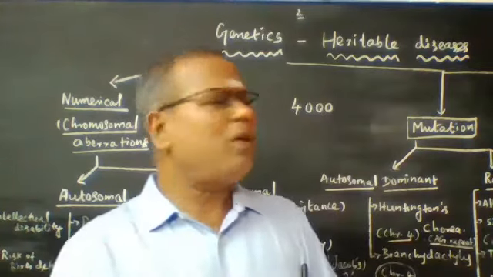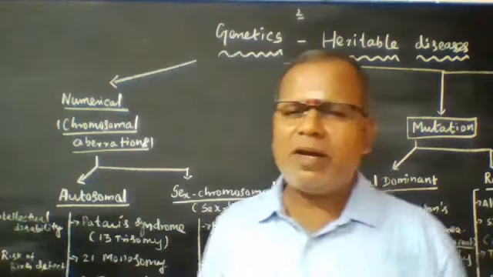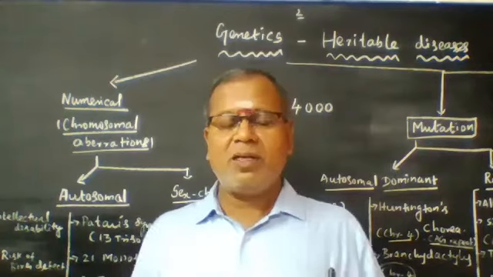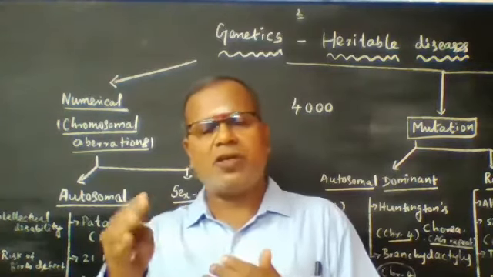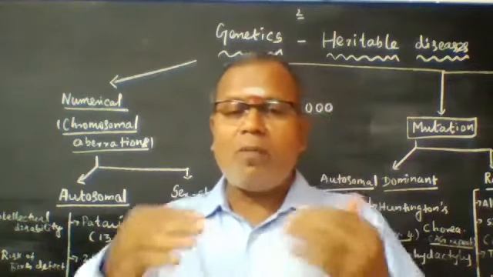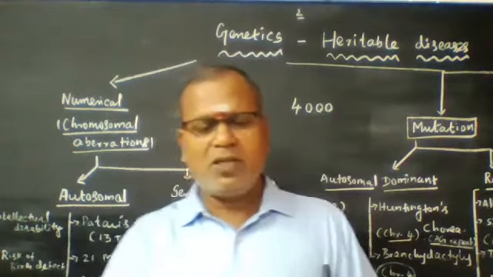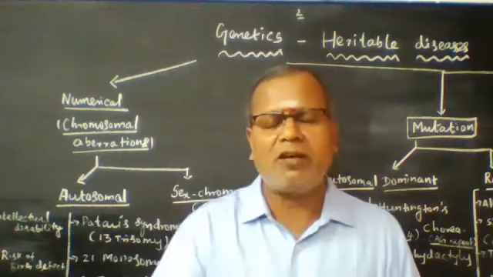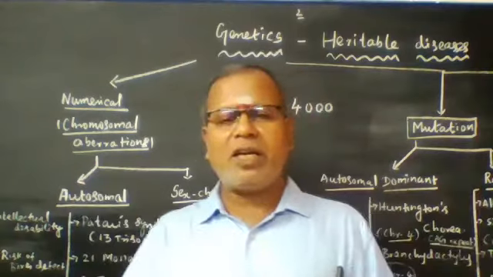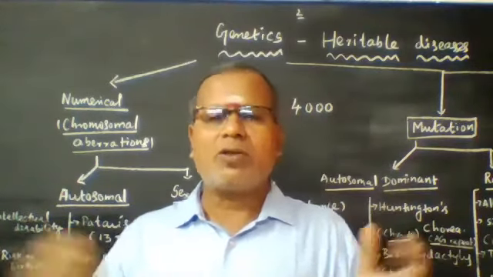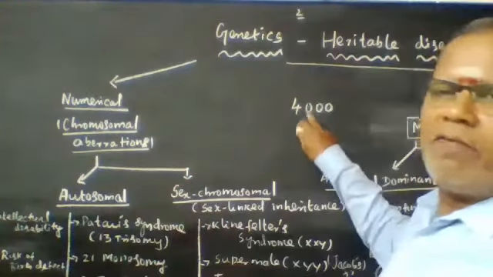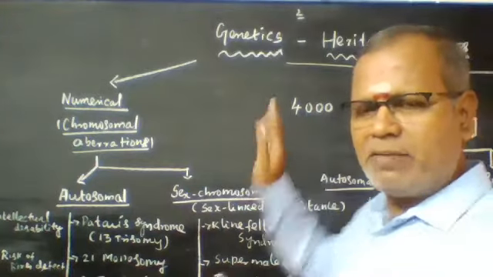And finally, the heritable diseases due to structural chromosomal aberration or abnormality means sudden change takes place in the structure of chromosome: either a deletion, removal of a small portion of the chromosome, or duplication, a small portion of the chromosome represented twice, or inversion, the genes are arranged in the reverse order, or translocation, the exchange of genetic material between non-homologous chromosomes. All these are responsible for more than 4,000 heritable diseases in man.